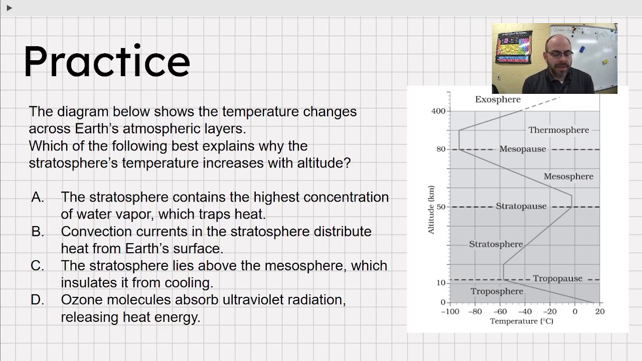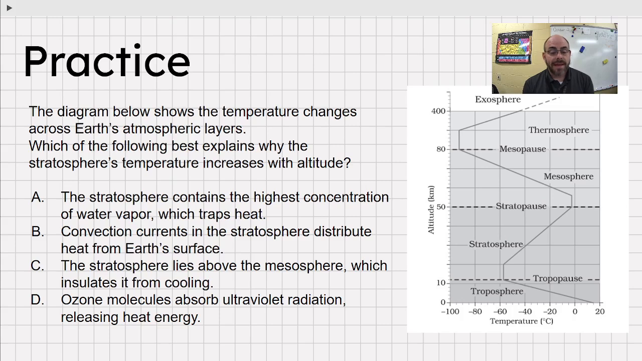So let's look at a practice problem with this temperature diagram. The diagram shows temperature changes across Earth's atmospheric layers. Which of the following best explains why the stratosphere's temperature increases with altitude? So we talked about this. We said the ozone layer is found in the stratosphere, right? So let's go and see if we can find that in A, B, C, D.